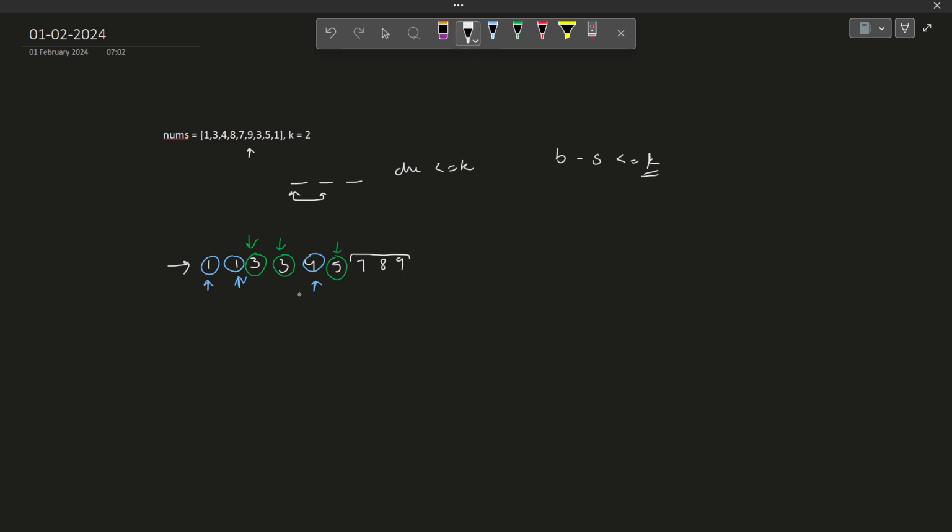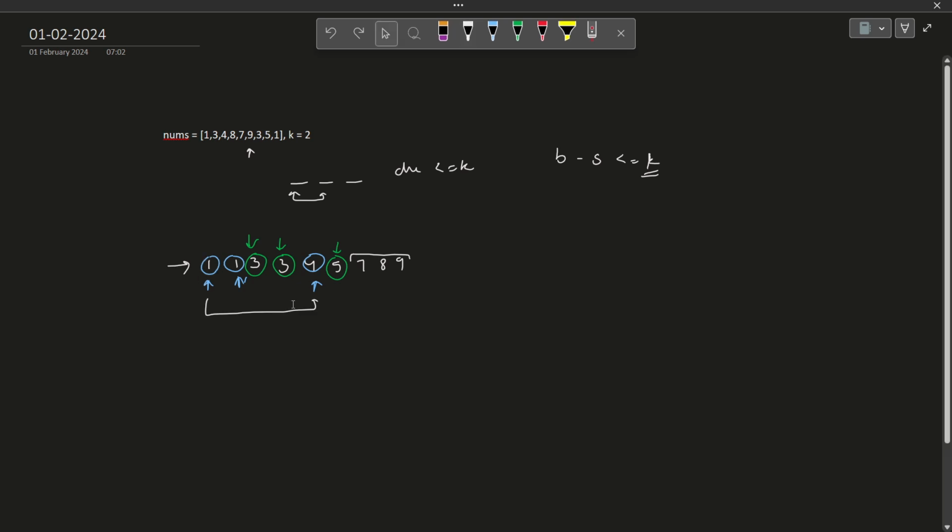So as I always said, if you consider the difference between these two elements, and then you consider the difference between these two elements, since this is a larger element, this difference is always going to be greater than the previous difference.